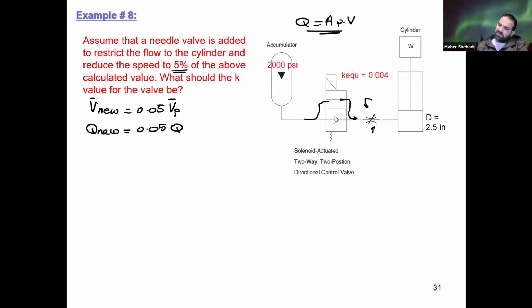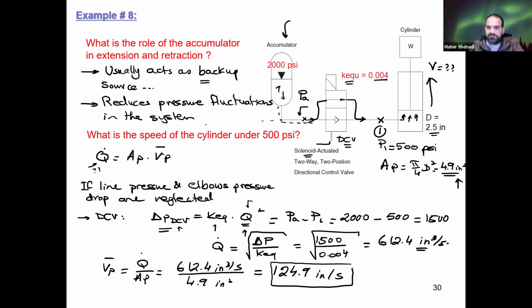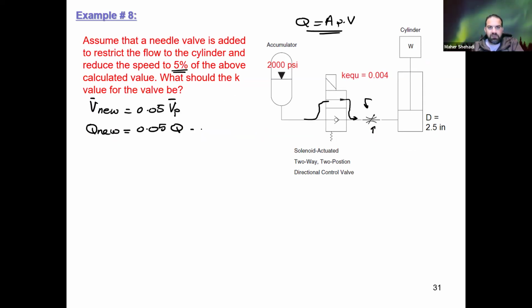I believe... yep, 612.4. So 0.05 times 612.4 would be 30.62 cubic inch per second. So now I found Q that passes through that.